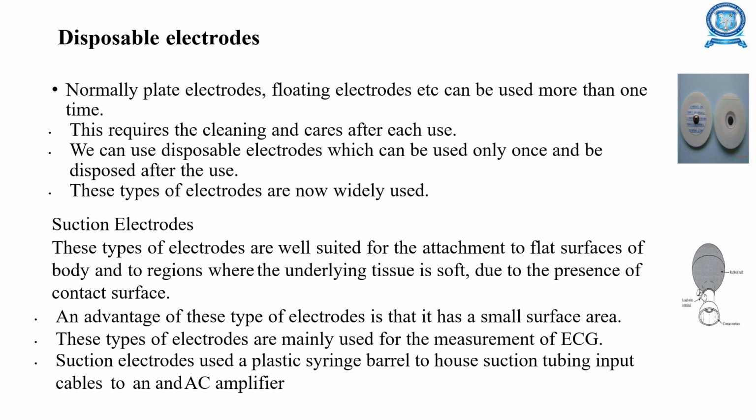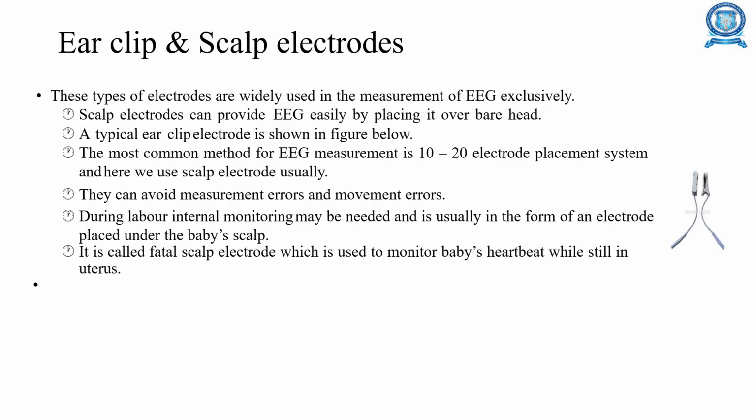Next is the suction electrode. These types of electrodes are well suited for attachment to flat surfaces of the body, and an advantage is that they have a small surface area. Suction electrodes use a plastic syringe barrel to house suction tubing and input cables to an AC amplifier. You can see it in the diagram.